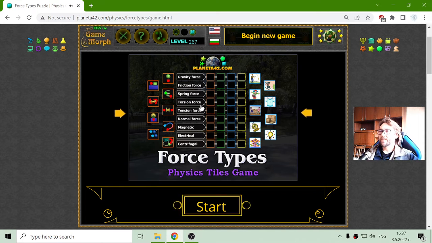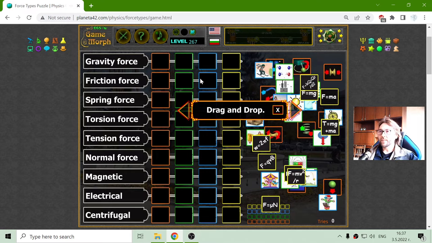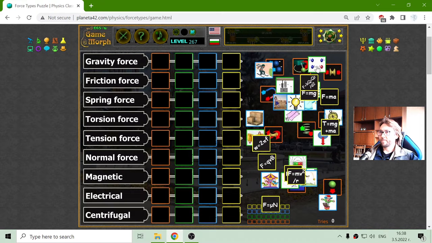Now this is not that simple an exercise for the main forces in physics, and it is more like an exercise for students, not for kids. But what I have to do in general: I have the pictures that represent one of the force properties, and I will just have to sort them on that puzzle.